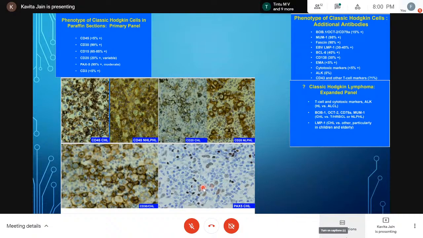For so many years, I was not able to interpret how to do PAX5 interpretation in Hodgkin's lymphoma. But then I got to know it can be a heterogeneous staining, because obviously the B cell antigens are lost. So this is one of the markers which is remaining. So we have a very weak to mild staining of the PAX5. Whereas if it had been a strong staining, it would have favored some non-Hodgkin's lymphoma or some NLPHL or something else. But this is the characteristic staining of classical Hodgkin's lymphoma.